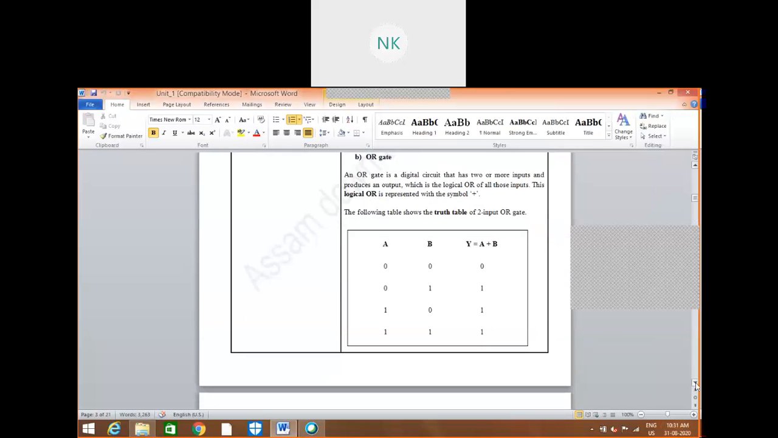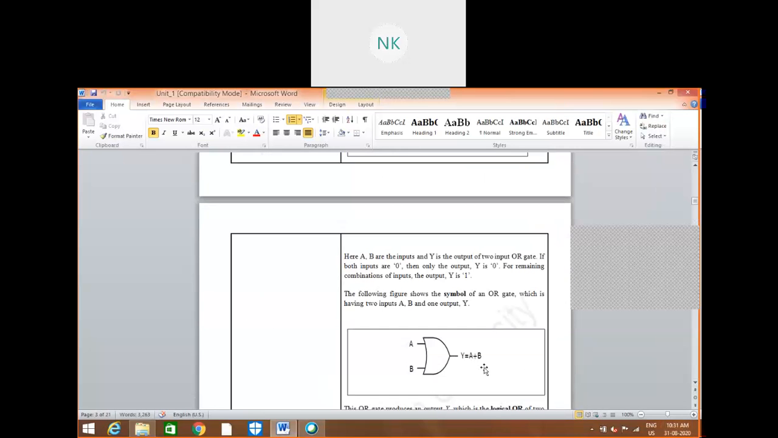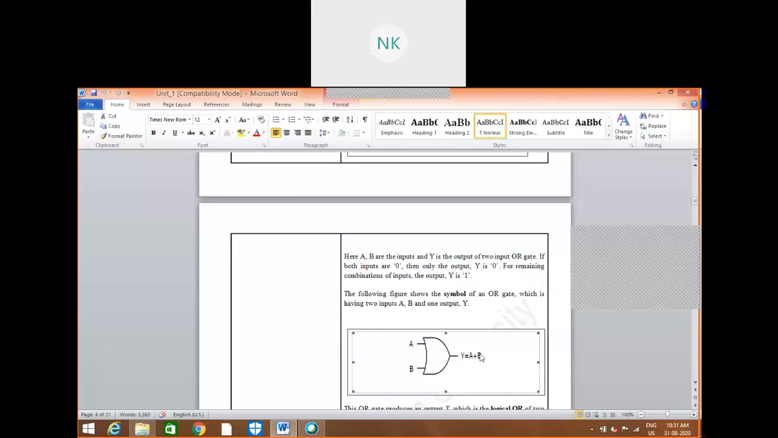Similarly, this is the OR gate. What is the symbol of the OR gate? This is the symbol of the OR gate. You have to memorize it. If you are asked to draw the AND gate, you have to draw that symbol, and if you are asked to draw the OR gate, you have to draw this symbol. You have to memorize the symbol. This is the symbol for the OR gate.